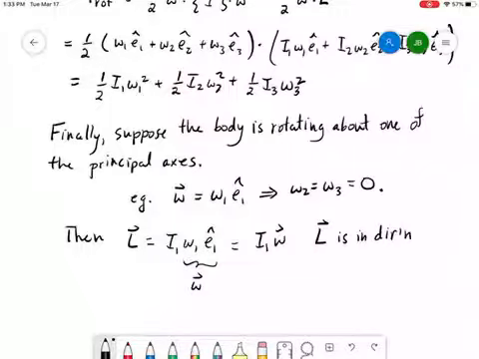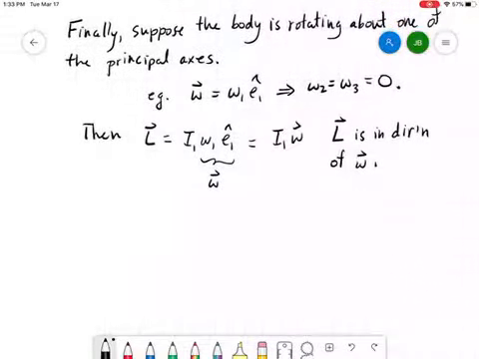L is in the direction of omega. So here's an important observation. An important fact, let's call it. If the body is rotating about one of the principal axes, then the angular momentum L will be in the same direction as omega.